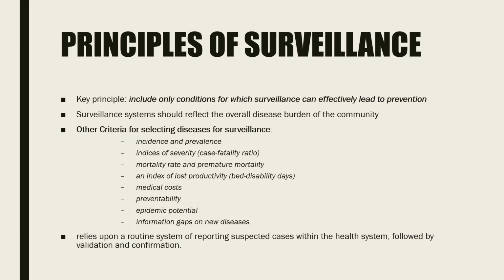The principles of surveillance include conditions for which surveillance can effectively lead to prevention. Surveillance systems should reflect the overall disease burden of the community. Other criteria for selecting diseases for surveillance would include incidence and prevalence, indices of severity, mortality, index of loss of productivity, medical costs, preventability, epidemic potential, and information gaps on new diseases. This would rely upon a routine system of reporting suspected cases within the health system followed by validation and confirmation.